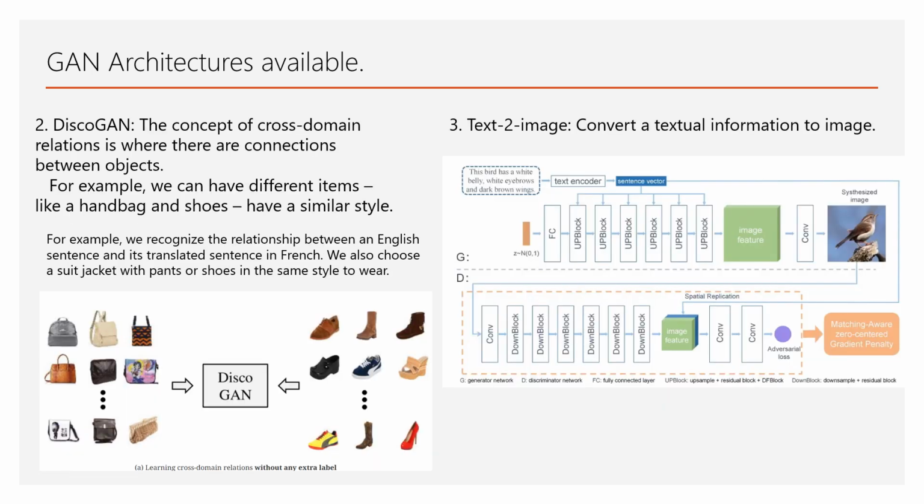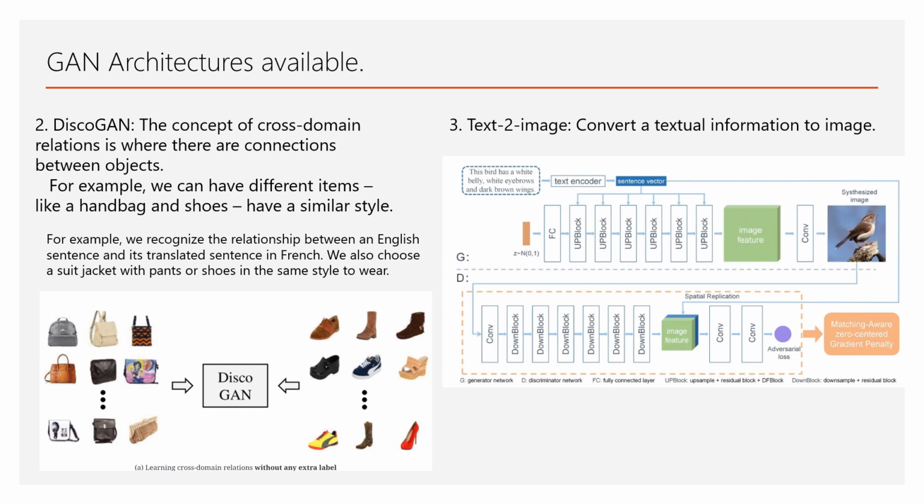Now getting into the second architecture, this is the discovery GAN, the disco GAN. This concept is where we are trying to understand the connection between objects from cross domains. Say for example, we have different items like handbags and shoes, which we can map. If I have a leather bag and I'm trying to correlate that with leather shoes, that's where I'm trying to build the connection between two objects from different domains.